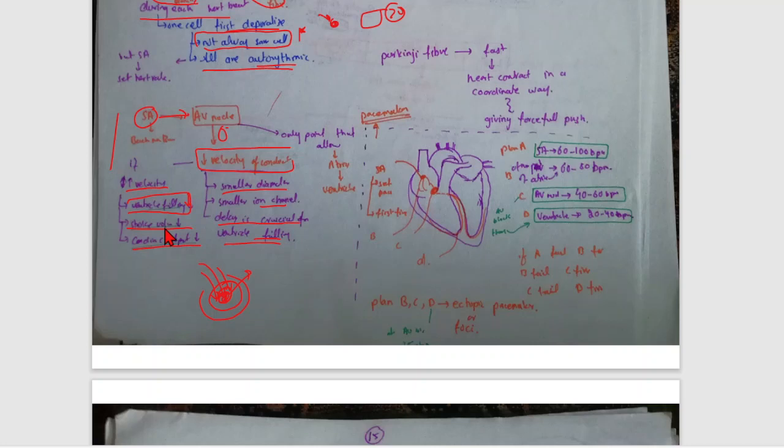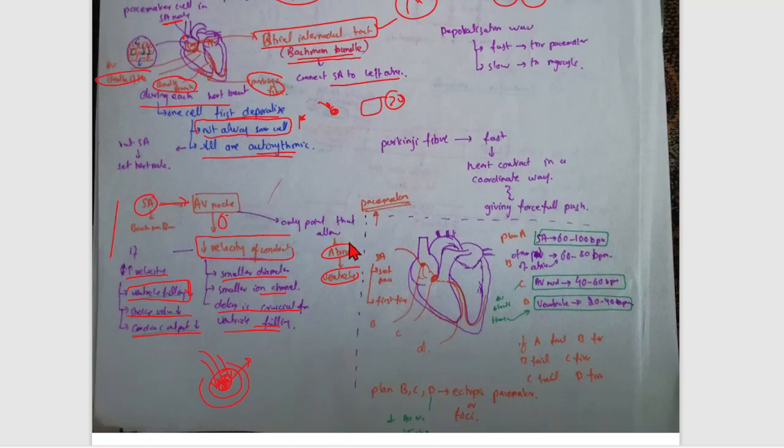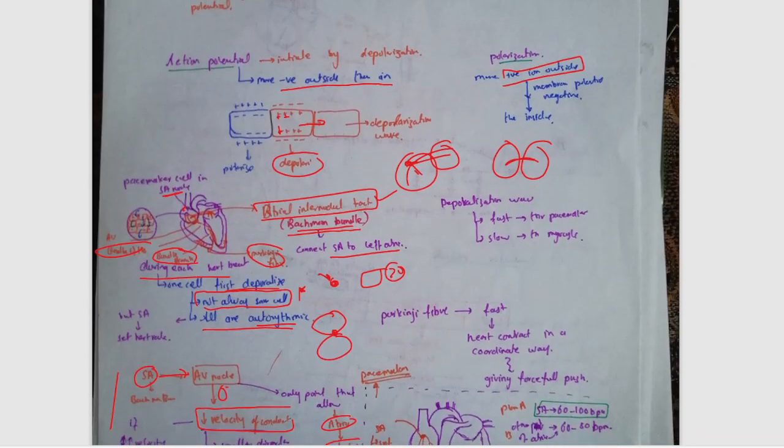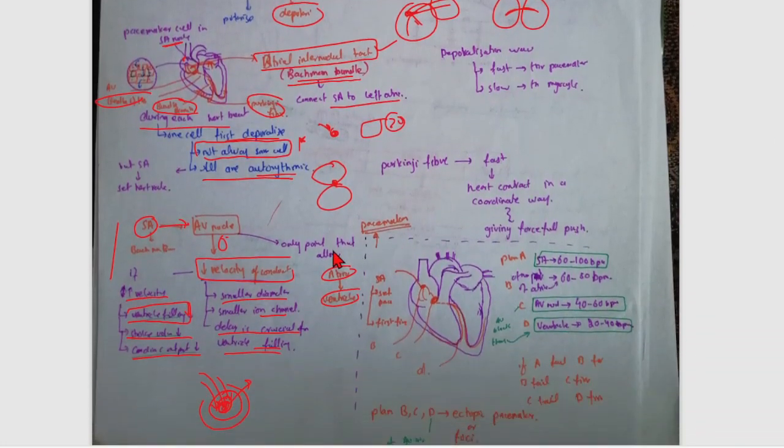Now, the AV node is the only point that allows the signal to pass from the atria to the ventricle. For example, this is the atria and this is the ventricle. They are separate chambers from each other, but the AV node gives the connection between them. After that the signal goes to the Purkinje fibers, which are so fast. You have to remember this.